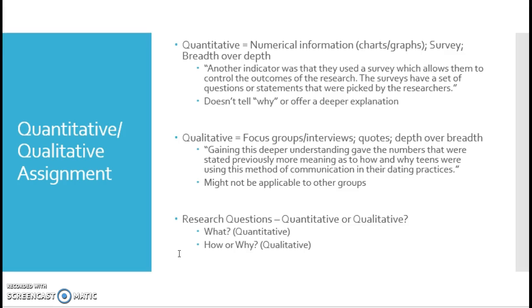Many noted that it was a survey, and most of the time surveys are quantitative in nature, and that it offered like a broader look at the issue overall rather than a more in-depth look. So here's just one quick quote from an assignment. Another indicator was that they used a survey. And one of the important things I think this comment draws our attention to is that the survey allows them to control the outcomes of the research.